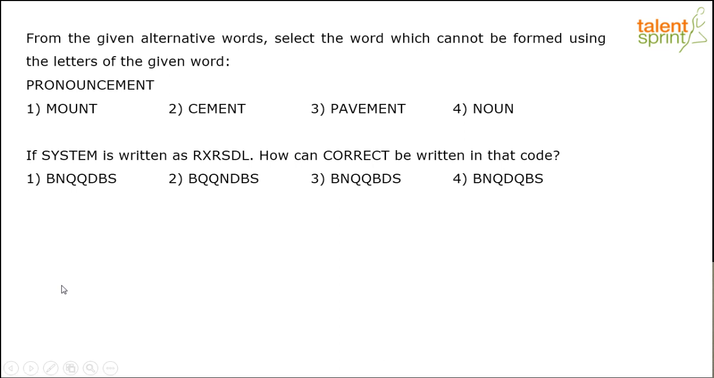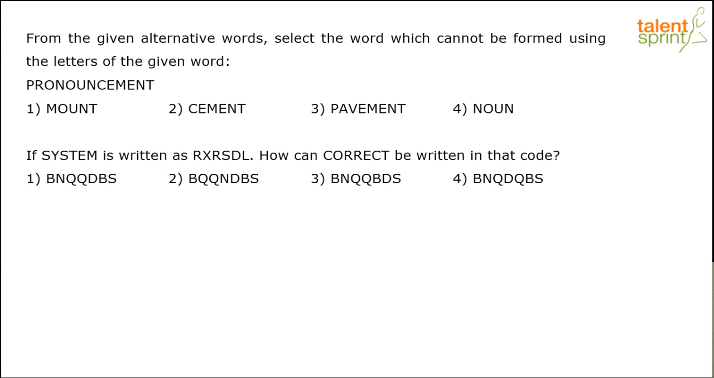Quick. From the given alternative words, select the word which cannot be formed using the letters of the given word. Now, this again is a standard question type which is asked in this section of the SSC exam. He has given us a word, pronouncement. He says which of the words cannot be formed using the letters of the word pronouncement. So try to identify that one letter somewhere which is not a part of pronouncement.